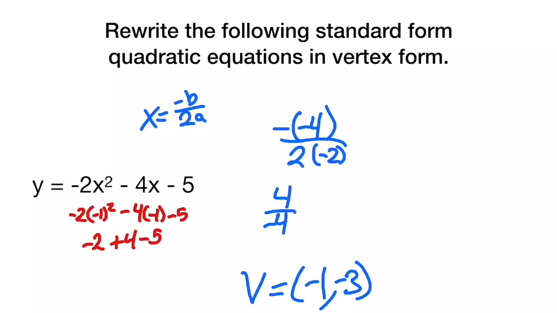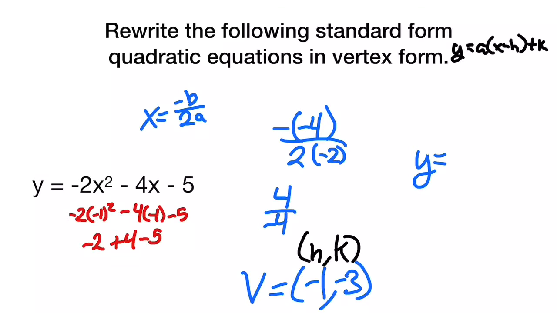Now I just have to plug it into vertex form. Reminder, vertex form is y equals a times x minus h squared, h, by the way, being the x value in the vertex, plus k, which is the y value in the vertex. So at that point, y equals, our a value is negative 2 times x minus, in this case, negative 1, so that becomes plus 1 squared, plus negative 3, so minus 3.